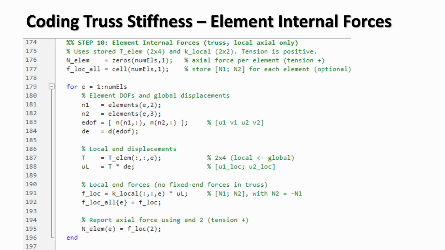The local internal force vector is given by F local equals K local times UL, and the resulting 2x1 vector contains the axial forces at the two ends of the element. These are equal in magnitude and opposite in sign, ensuring equilibrium within the member. And finally, we report a single axial force per element taken from one end. By convention, tension is taken as positive, so a positive value indicates that the member is in tension, and a negative value indicates compression. These axial forces are the key results for truss analysis and form the basis for member design and assessment. With all the element forces computed, we can now move on to presenting and interpreting the results.